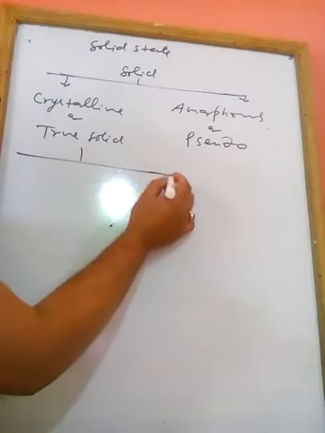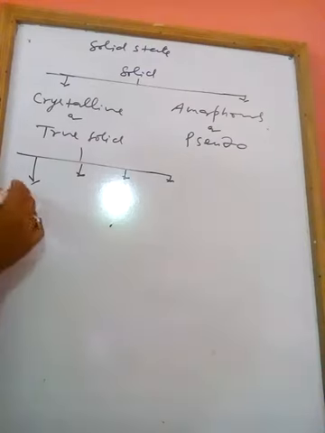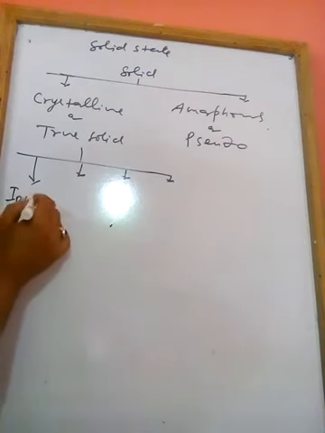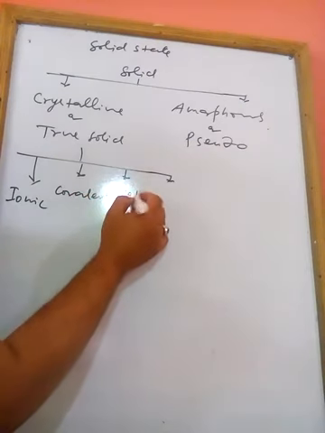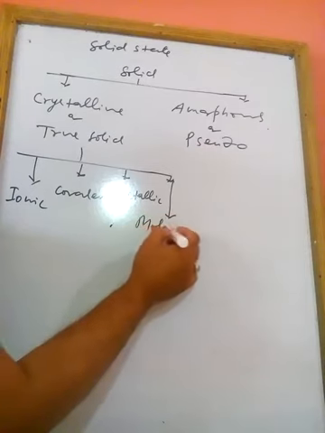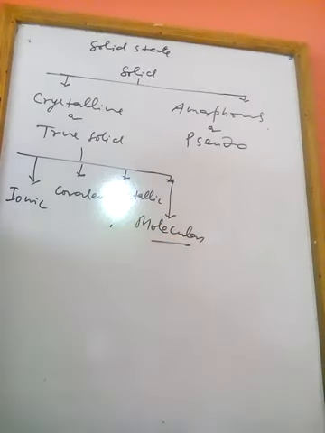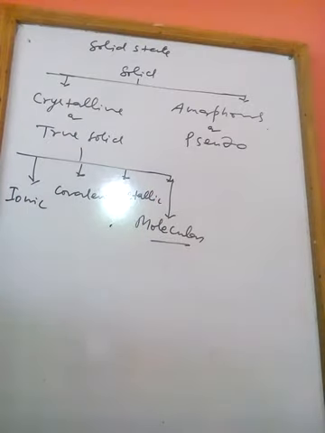Further, crystalline solid is classified into four major parts. One is called ionic solid, another is called covalent solid, third one is metallic solid, and fourth one is molecular solid. So these are four in number. And amorphous solid has no branches. Now we will study each of the solids in detail.